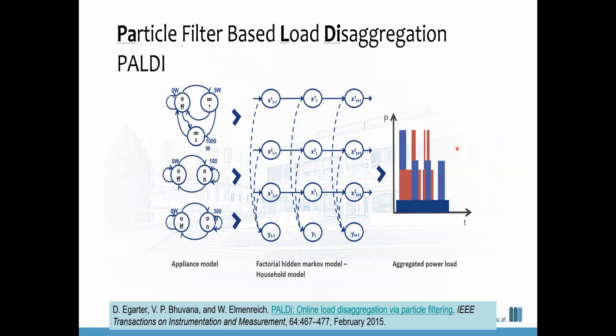So this makes it now a problem of solving a factorial hidden Markov model. And one possibility is to do this with a particle filter approach. We have done this. This is then called particle filter-based load disaggregation. Or, since it's easier to pronounce, it would be the PALDI algorithm, which we have then used.